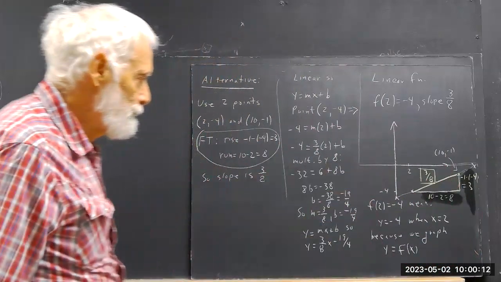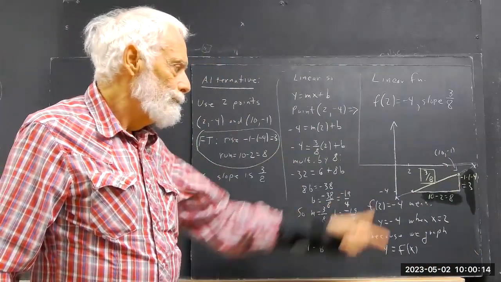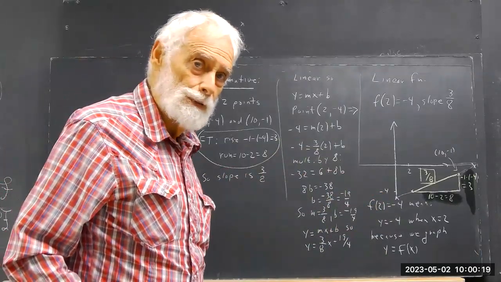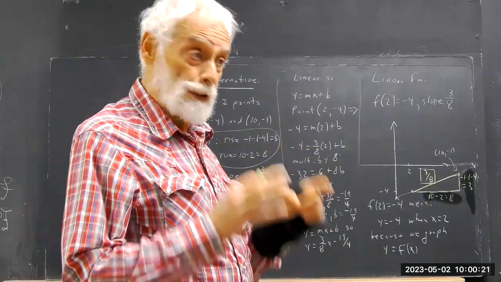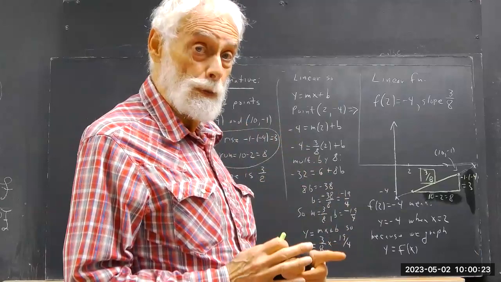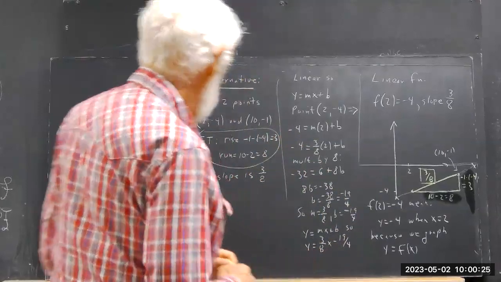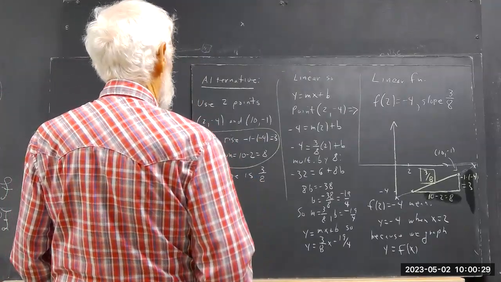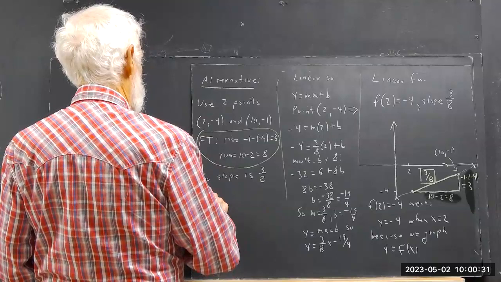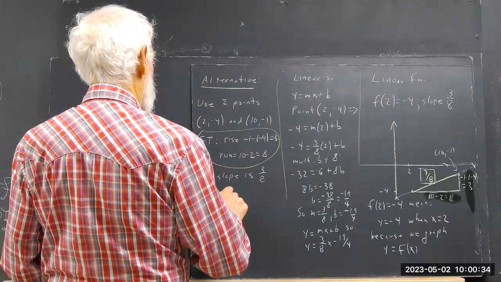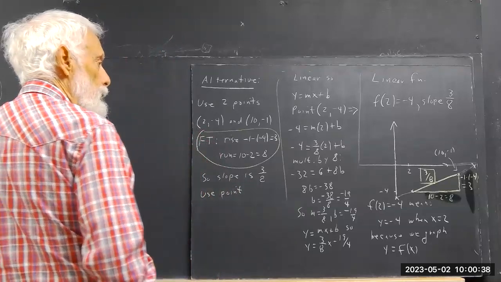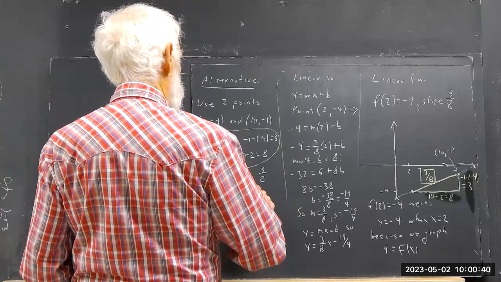I'm giving you an algorithm for doing this. I recommend it because again, it makes visual sense, and you're going to remember it better than you're going to remember formulas. Okay, the slope is 3/8, and now that you know the slope is 3/8, you can use the point (10, -1).